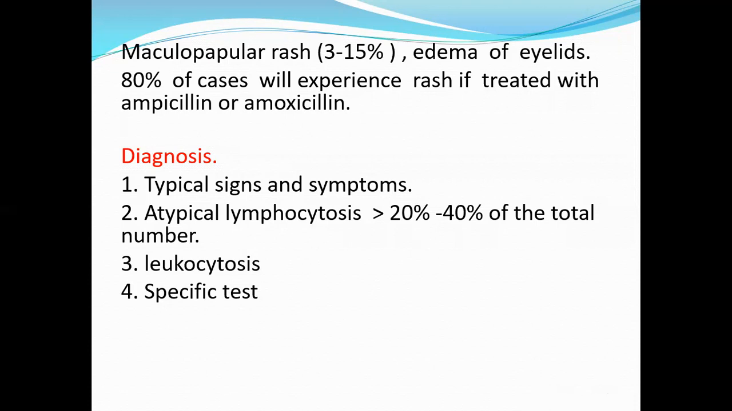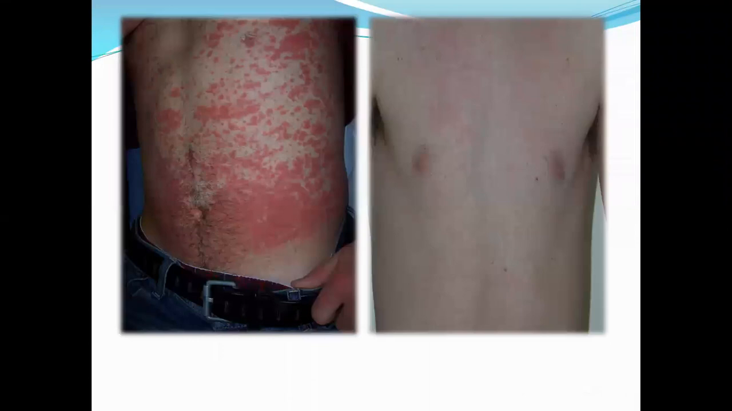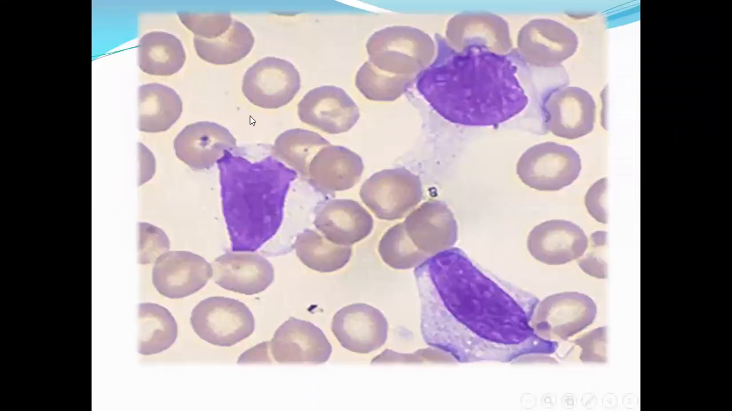For diagnosis of this viral infection, we first depend on the typical signs and symptoms. We say there is atypical lymphocytosis, which is about 20 to 40% of the total number. Also, there is leukocytosis and a specific test to detect infectious mononucleosis. This is a blood film showing the atypical lymphocytes.